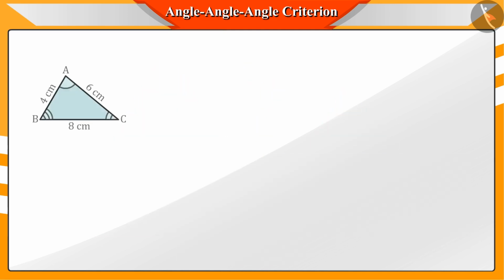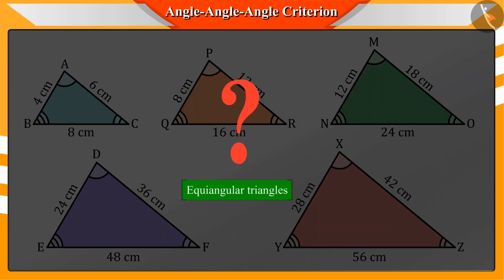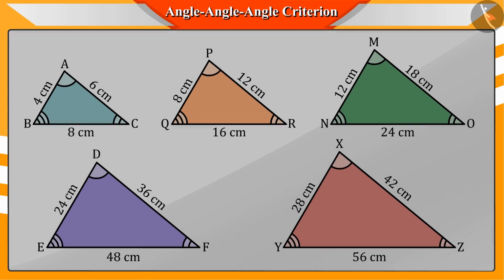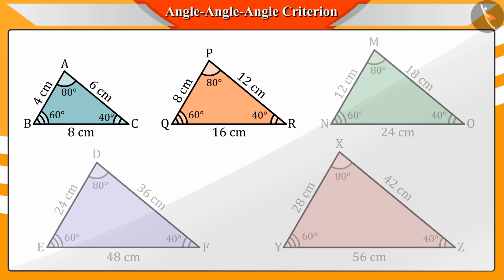Let's take the help of some equiangular triangles. Can you tell which of these triangles would be equiangular triangles? Absolutely correct. The triangles whose corresponding angles are equal are called equiangular triangles. Let the value of the corresponding angles of all triangles be 80, 60, and 40 degrees respectively.